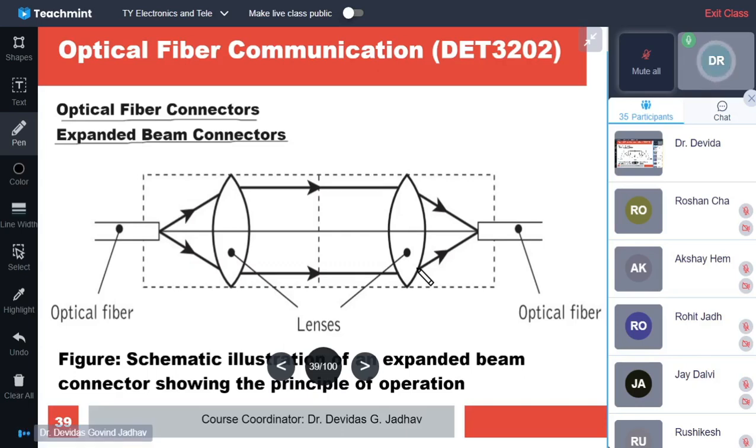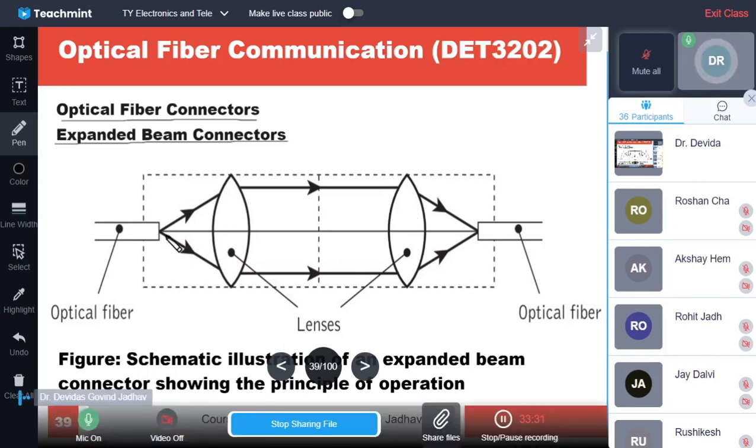So one is making the beam parallel, and the second is focusing the beam on the focal point, where the fiber face we can adjust so that the focal point is at the fiber face, so that the focused optical energy will be launched into the fiber.